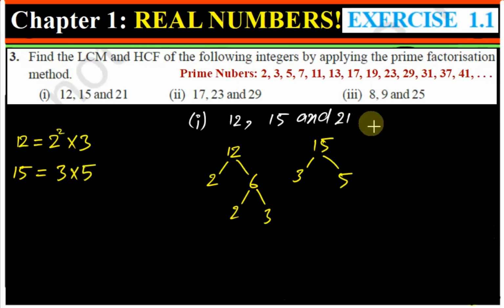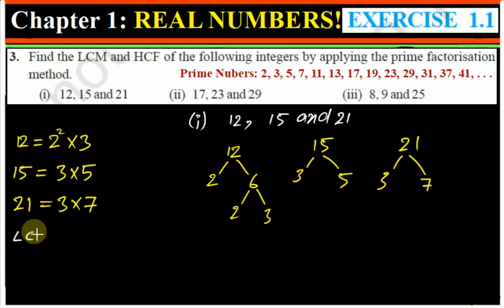Now we'll do it for 21. 21 is again an odd number, so it cannot be divided by 2. So we'll try the next prime number, 3. Then 3 times 7 is 21. So we are getting a prime number, so we'll stop here. This means 21 can be written as 3 into 7. So we have written 12, 15 and 21 in the form of prime factors. Now we have to find out LCM and HCF.